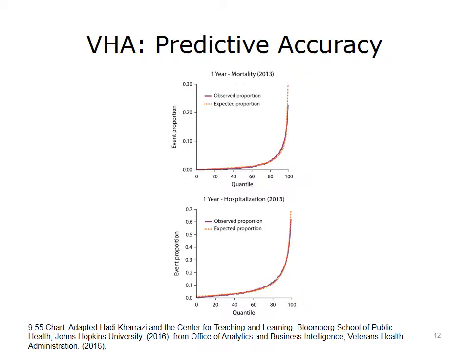VHA's CAN model has a high predictive power. As shown by the table, the adjusted R-square of the model for predicting hospitalization and mortality is in the 0.8 to 0.9 range. The diagrams show the one-year expected and observed mortality and hospitalizations.